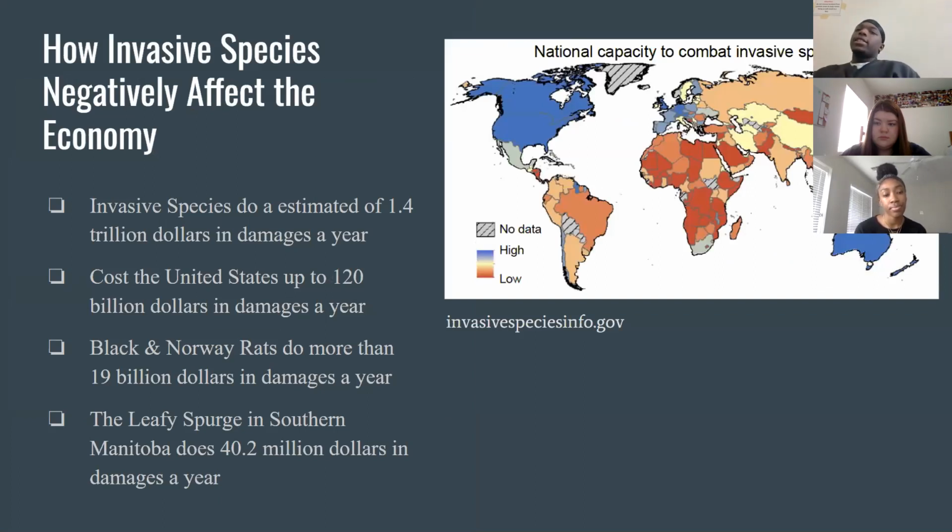So, invasive species negatively affect the economy. Worldwide, invasive species do an estimated $1.4 trillion in damages a year. And in the United States, they do $120 billion in damages a year. Some examples of the damages that they do in the United States are the black and Norway rats that do $19 million in damages a year. What they do is they get into the livestock feed and the stock of rice. And then the leafy spurge in southern Manitoba does $40.2 million in damages a year.